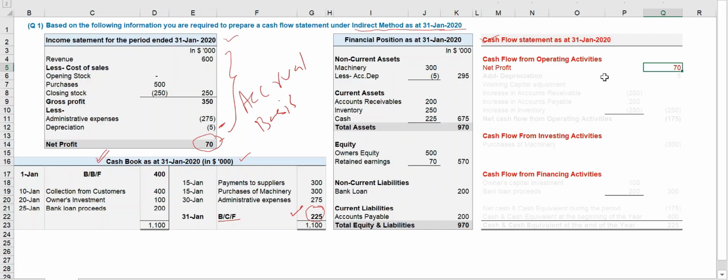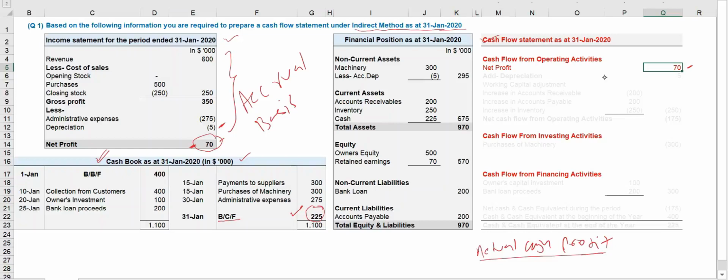So therefore, this 70,000 US dollars is not actual cash profit. It's a book profit considering non-cash items as well. Hence, what we need to do is identify the actual cash profit for cash flow statement purposes.